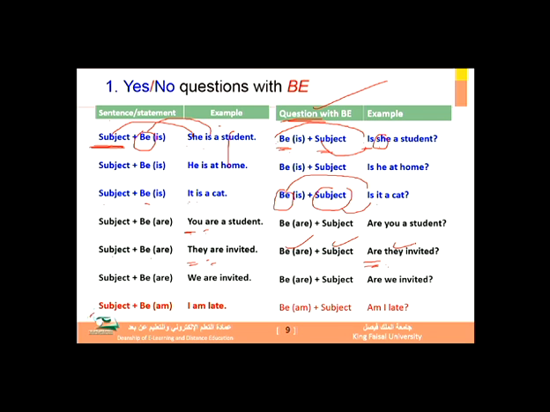We start with the verb in the question, but we start with the subject in the statement or in the sentence. Similarly, we are invited. But when we make it a question: Are we invited? We start with are, then we. Subject, verb. And so on and so forth.